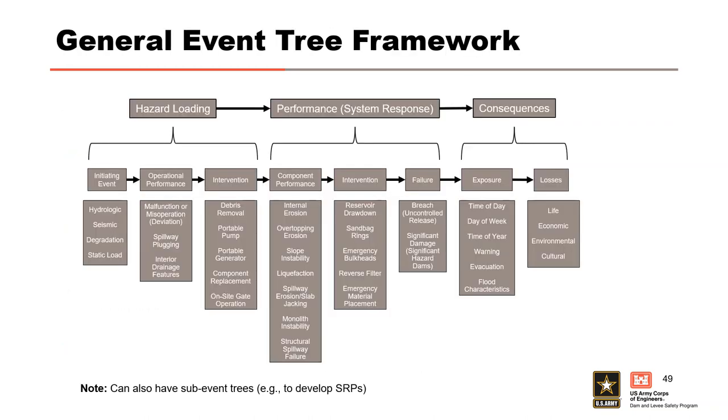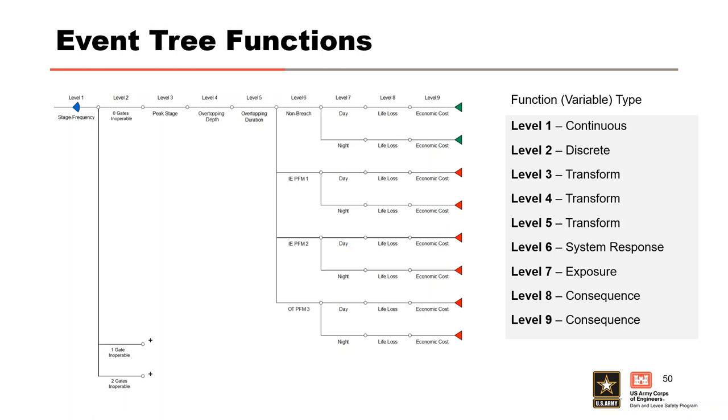This figure shows the general framework for building a project event tree. Again, the loading feeds into the system response, which then leads into the associated consequences. You can also use sub-event trees for any step along the way. Let's walk through an example event tree starting with level 1 and the continuous hazard function. Levels are added at the top of the tree for reference purposes.